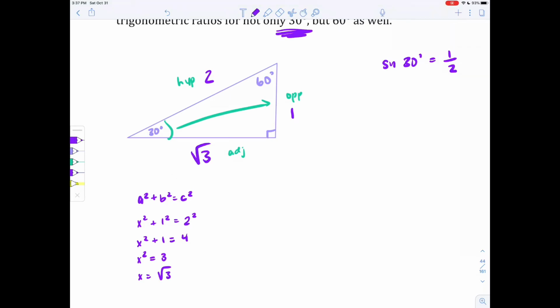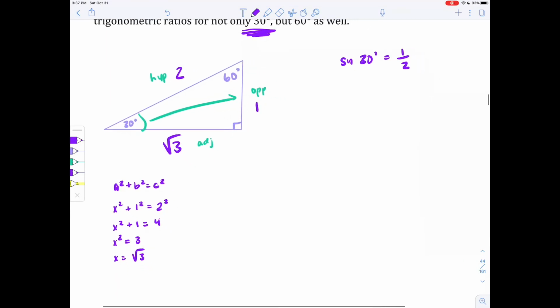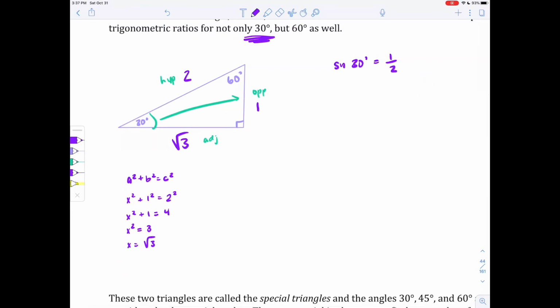Whoo, baby. Now, continuing on for the trigonometric ratios, we can now figure out our cosine of 30 degrees. We know cosine is our adjacent over hypotenuse. Our adjacent is the square root of 3. Our hypotenuse is 2. Square root of 3 over 2. Looking at the tangent of 30 degrees, we have our opposite, which is 1, and our adjacent, which is root 3.